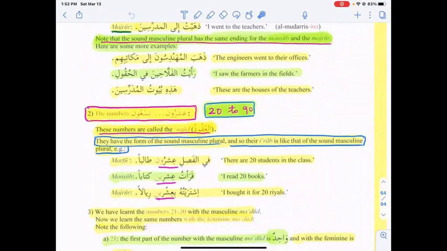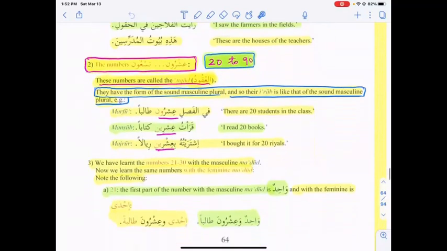The numbers from 20 to 90. They are on the pattern of the sound masculine plural. They have the form or pattern of the sound masculine plural. So their i'rab, their grammatical analysis, is like that of a sound masculine plural. No, firstly, we did this. Now we come here.